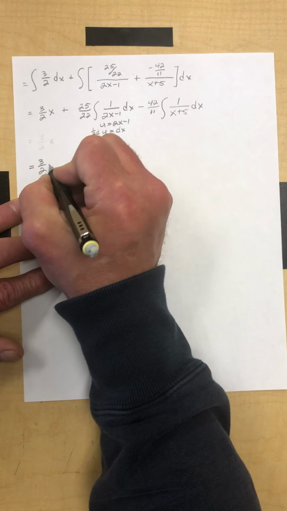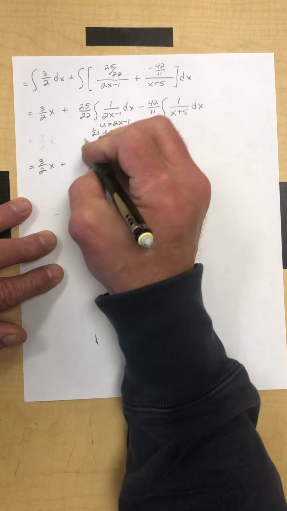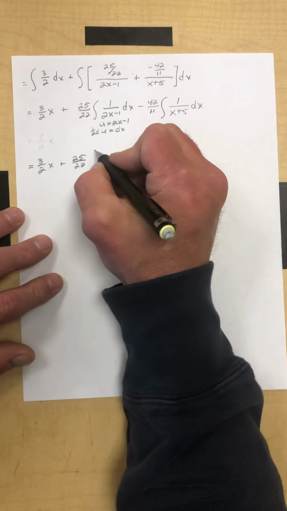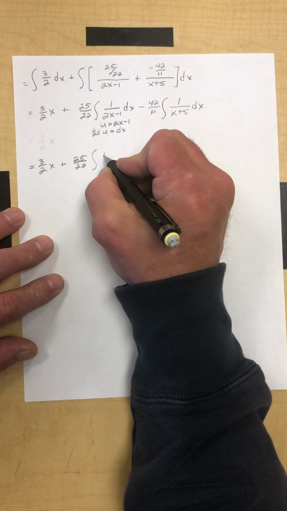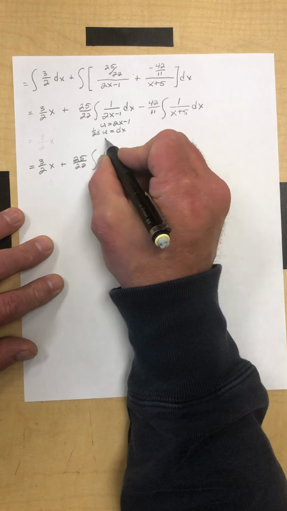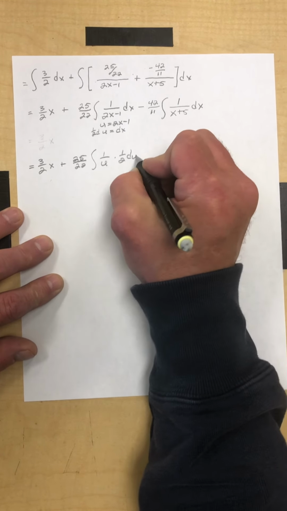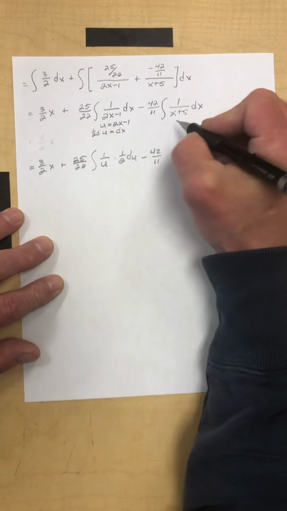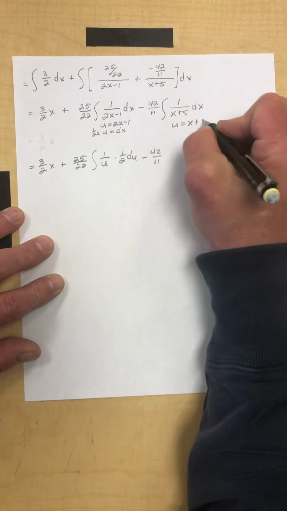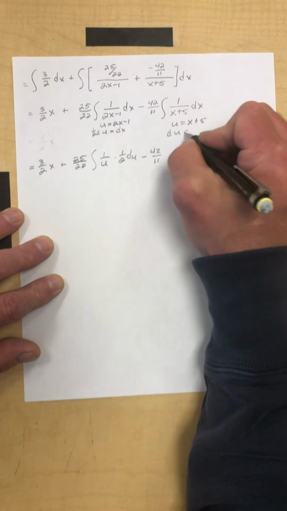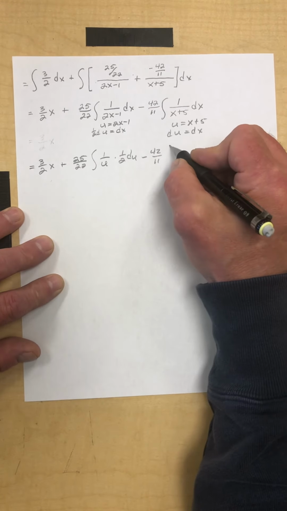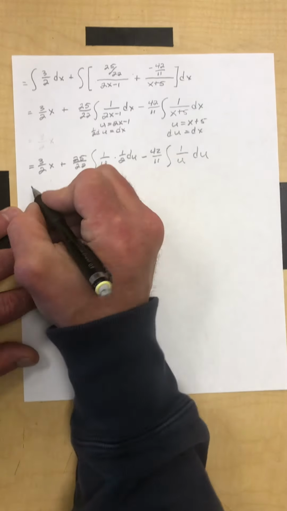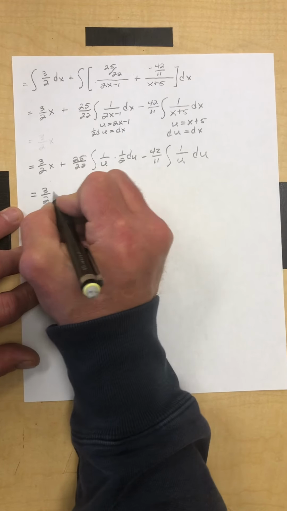Okay, so 3/2 x, plus I've got the 25 over 22, and I've got the integral. This would be 1 over u times 1/2 du. Minus, this is going to be 42 over 11, and here I would let u be x plus 5, so my du is dx. So we just get 1 over u du. All right, so far, so good.